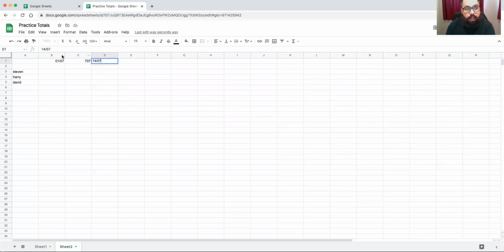So once you're enrolled into the school as a teacher, we'll add you to this document here called practice totals. And this is basically where we'll put all of your current students that you start off with, and you'll log your practice totals onto this sheet here.